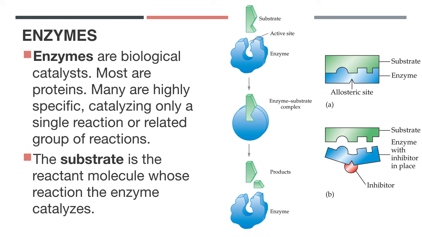The action of enzymes can be inhibited, which essentially means blocked. A molecule can bind to the enzyme protein at another site other than the active site. It could also bind to the active site as well. That could cause the protein to change shape and prevent that substrate from fitting in.